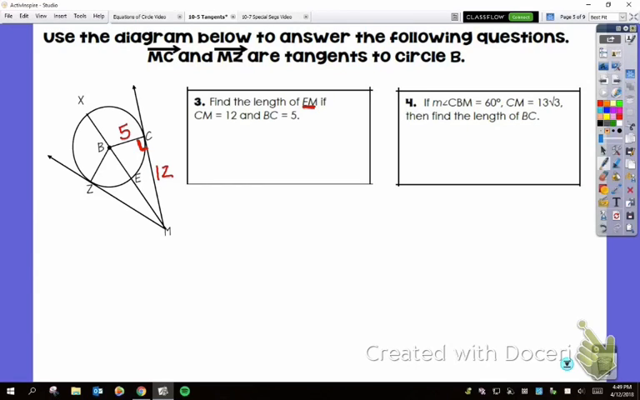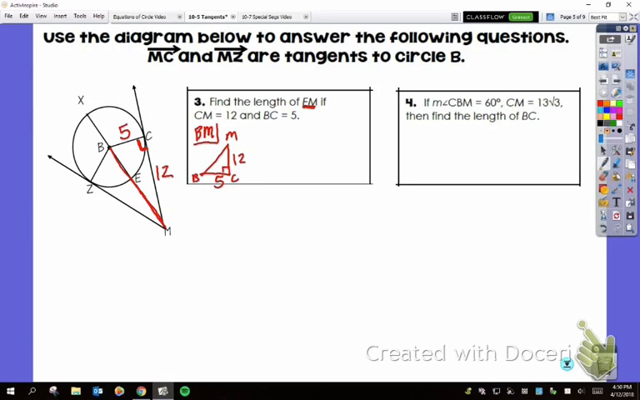Okay, so if we're looking at this, they want us to find EM, which is this part right here. But we can't just find EM from the start. We're going to have to find BM first. So to find BM, we have this right triangle, and on our right triangle, we've got 12, and we've got 5, and we're missing this side over here, which would be BM. So this would be BC and M.